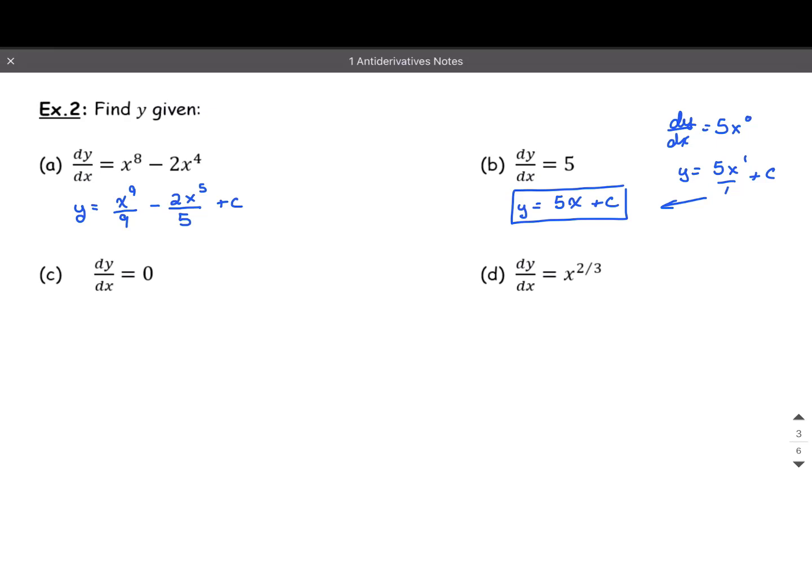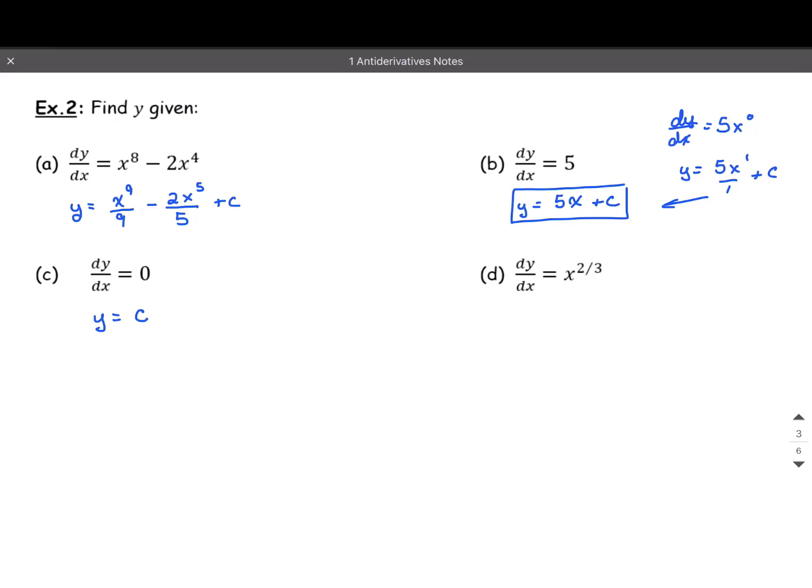Well, what if dy dx is 0? What kind of functions have derivatives that are 0? The only kinds of functions that have derivatives of 0 are horizontal functions. They are the constant functions. So that means that y equals some constant c. That's a good rule of thumb: if dy dx is 0, then the antiderivative is y equals a constant. Now we have dy dx equals x to the 2/3. So what has a derivative dy dx? That's y.